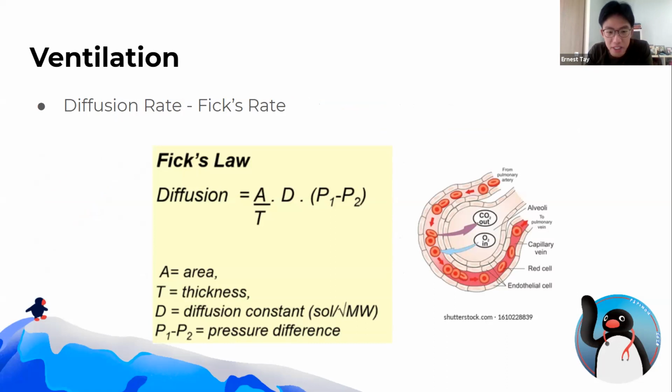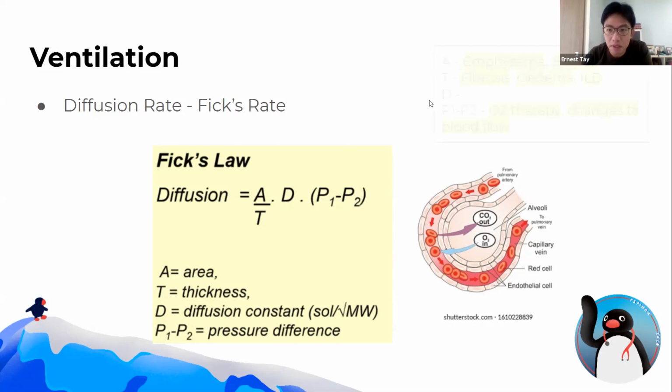The only thing that really needs explanation is the diffusion constant, which is basically the type of gas that you are talking about. In most cases, it won't change, so usually that will be constant and the same value. Pressure difference is basically the difference in oxygen. For example, if you're talking about oxygen diffusion, it's the difference in oxygen pressure between the alveoli and the capillary. If there's a bigger difference, then the diffusion will be faster because there's a bigger concentration gradient.